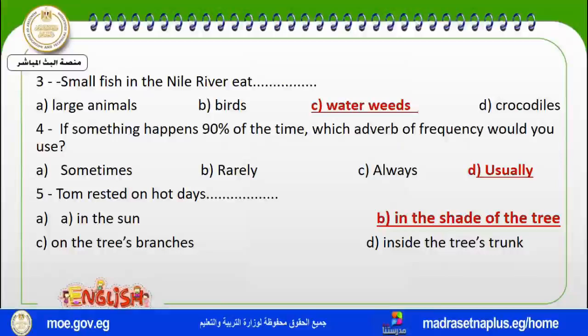He cannot rest on the tree's branches because they are very high. He may fall. And he cannot hide inside the trunk, inside the main body of the tree. It will be difficult for him to go inside. He can't do this, of course. So the best place to rest in the sun is in the shade of the tree, under the branches.